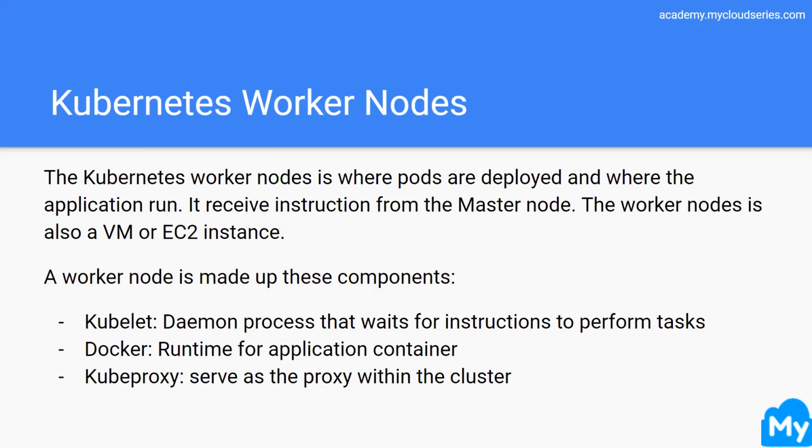So the worker node, just like the master node, also has some components within it. And these are the components. We have the kubelet, we have the Docker runtime for the application containers, and then we have the kube-proxy, which serves as a proxy within the cluster, which means it creates the network within that particular cluster.